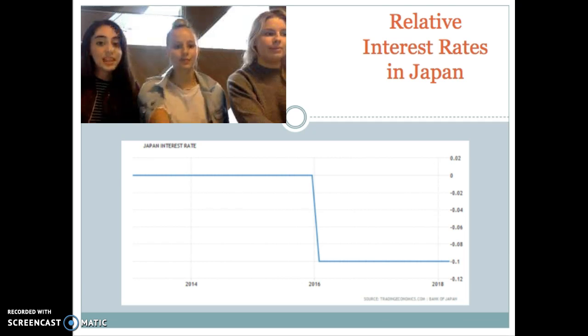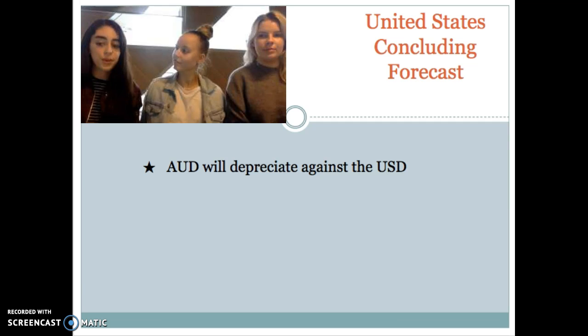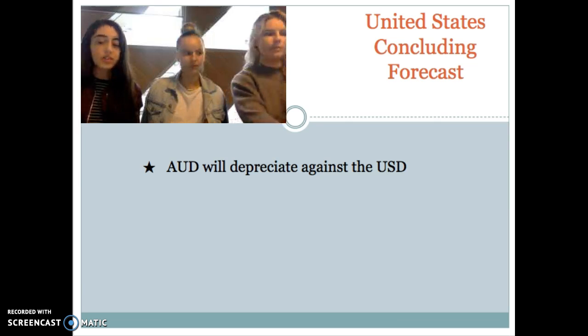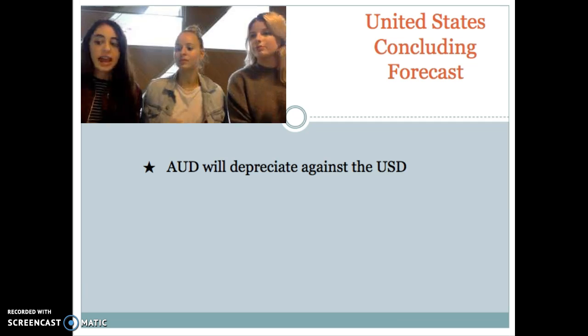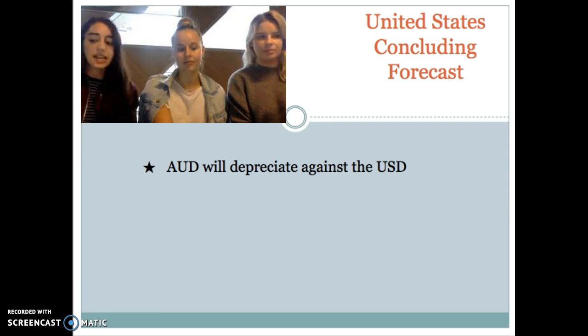In conclusion, in the next 3 to 6 months, it is forecasted that, overall, the Australian dollar is likely to depreciate against the USD. The forecast is for a weaker Australian dollar, which reflects the trend of the weakening US dollar as monetary policy tightens, and it is expected that the Australian dollar will show a slightly smaller depreciation of the currency's value relative to the US dollar in 2018 to 2019.